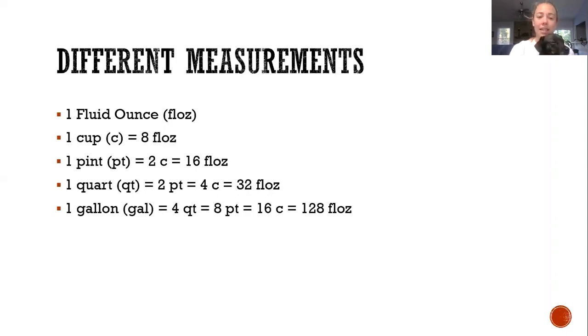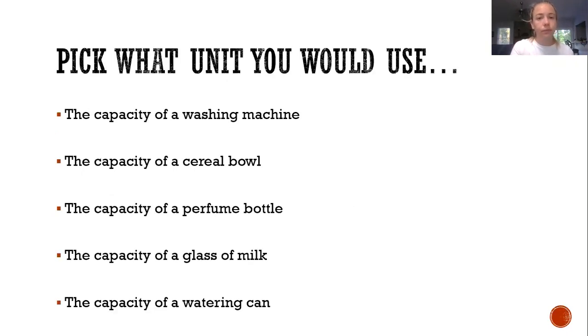1 gallon is represented with GAL. That is 4 quarts or 8 pints or 16 cups or 128 fluid ounces. In our metric system, we use liters and milliliters. 1 milliliter is the smallest, and 1 liter is equal to 1,000 milliliters, just so you guys know that.